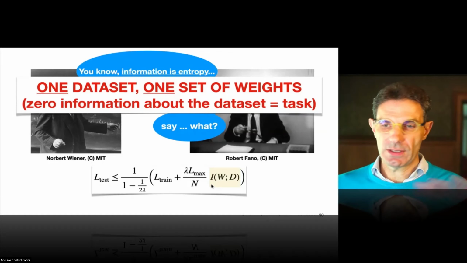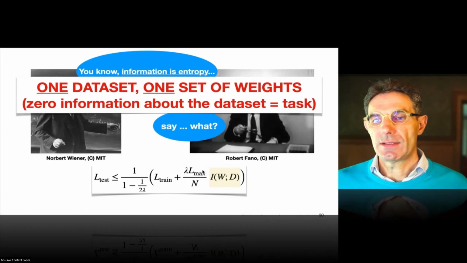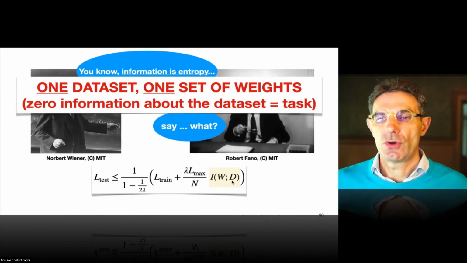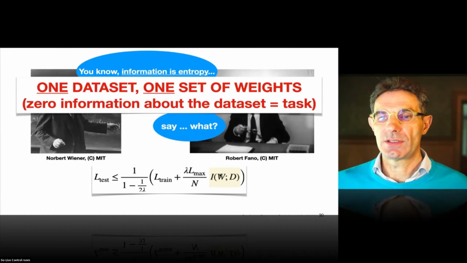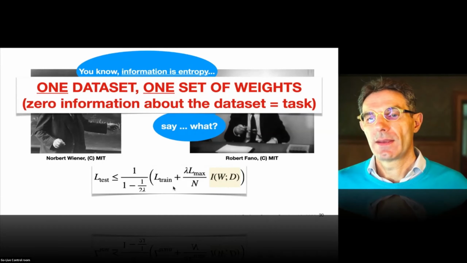And that something, in a variety of bounds, this is one of them, shows up as the information that the weights contain about the data set. Okay. So as I said, for a deterministic trained neural network, this number is infinity. So what these bounds tell you is that the test error is less than the training error plus infinity, which is not very useful. Okay.